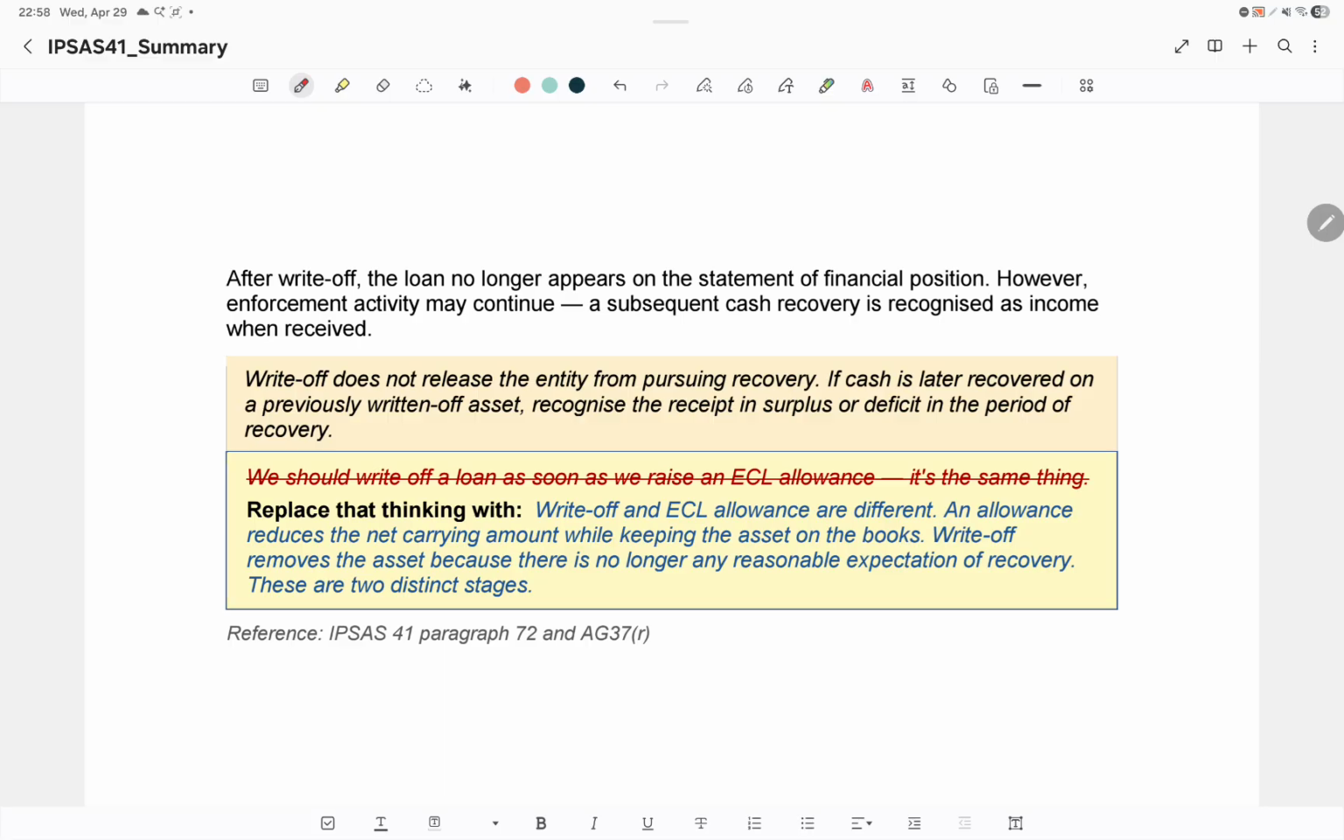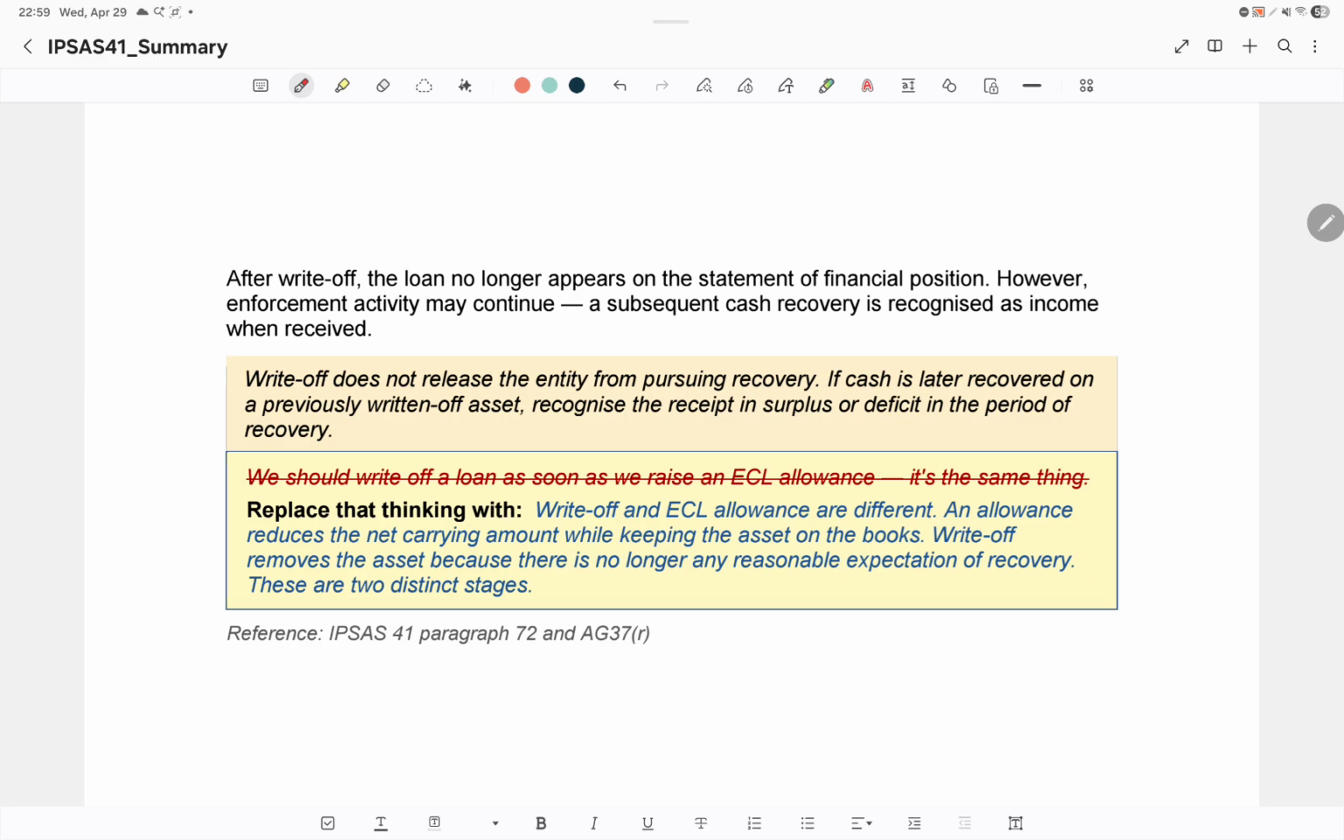After write-off, the loan no longer appears on the statement of financial position. However, enforcement activity may continue. A subsequent cash recovery is recognized as income when received. Write-off does not release the entity from pursuing recovery. If cash is later recovered on a previously written-off asset, recognize the receipt in surplus or deficit in the period of recovery.